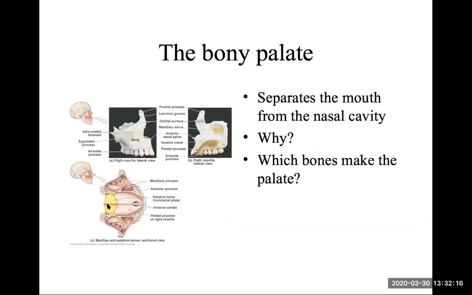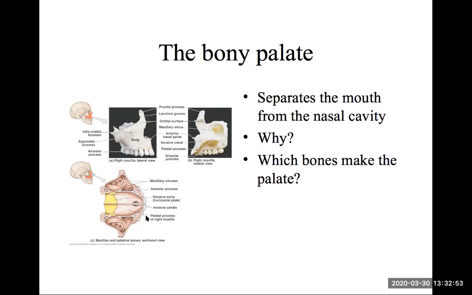I want to talk about a structure called the bony palate. This is the roof of your mouth, and it's made up of 2 different pairs of bones. The anterior and the largest portion is made up of the maxilla bone. You can see here's the right maxilla. The maxilla is the bone that holds all your upper teeth. And then posterior, these are the pair of palatines. So these 2 palatines plus these 2 maxillas make up the bony palate.